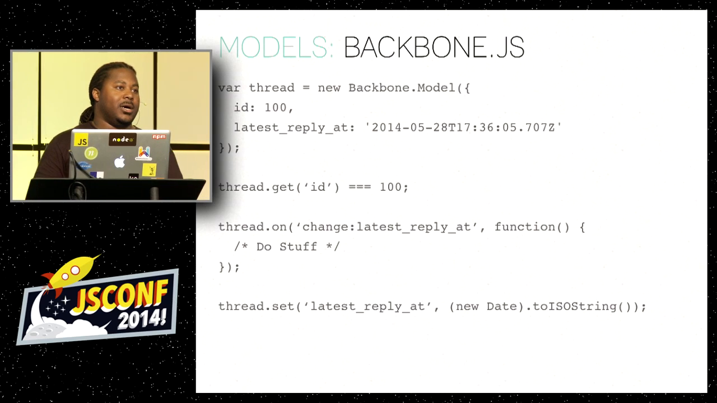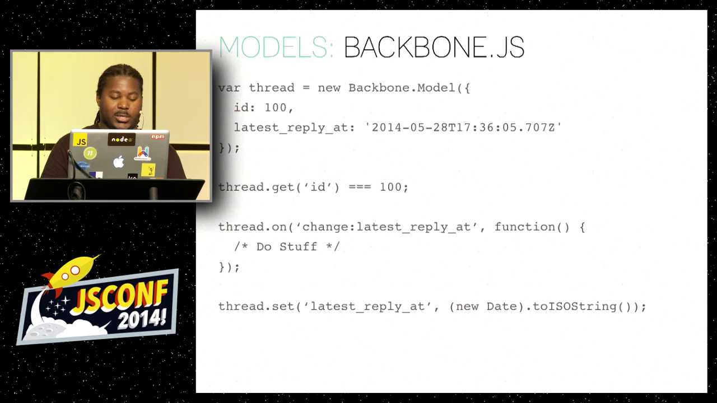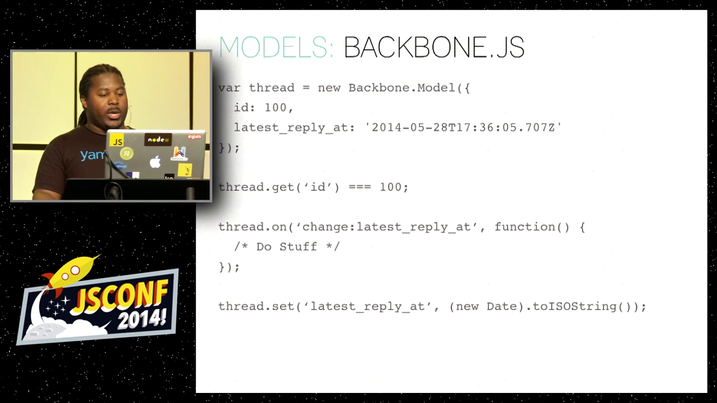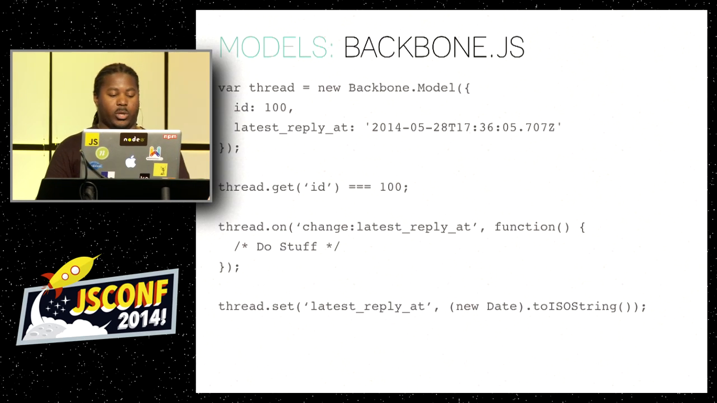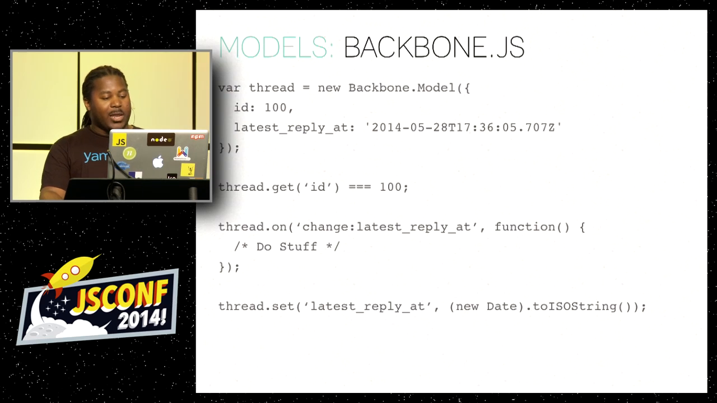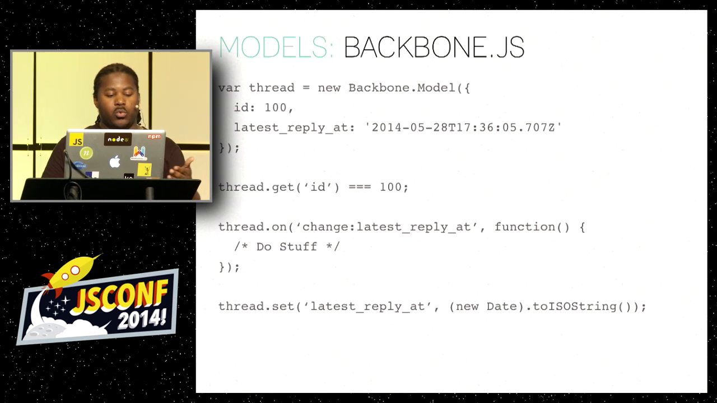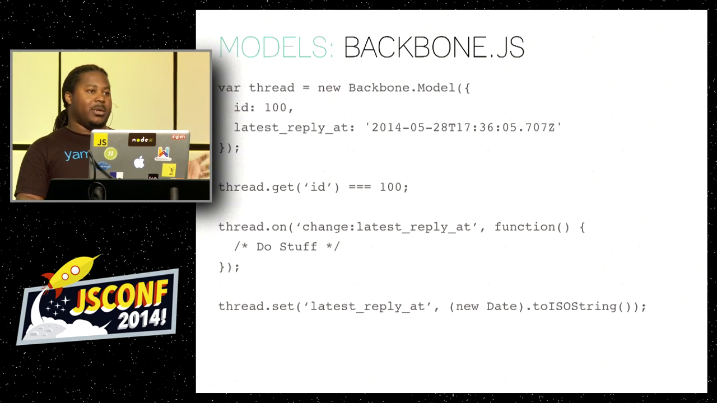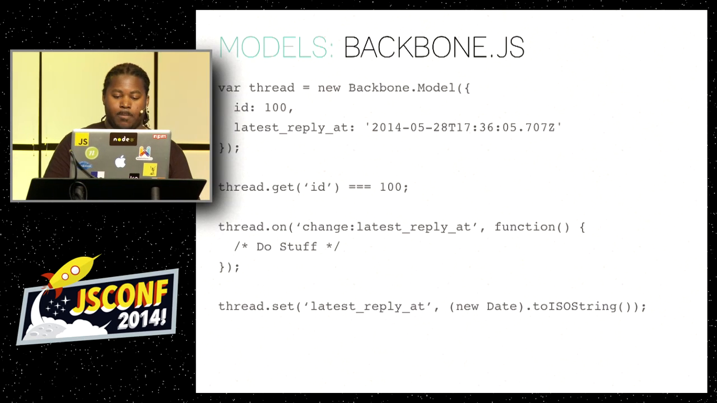It uses this nice kind of event listener pattern that was popularized by jQuery and Node.js, depending on who you talk to. And so when latest reply at gets updated, this callback is going to fire, and we can do things. And then finally, we can update this model by calling this setter. And when we do that, then our callback's going to fire. This isn't a surprise to anybody, right? This is kind of what we do. This is kind of the core of Backbone models.